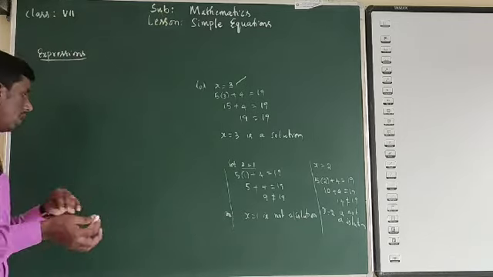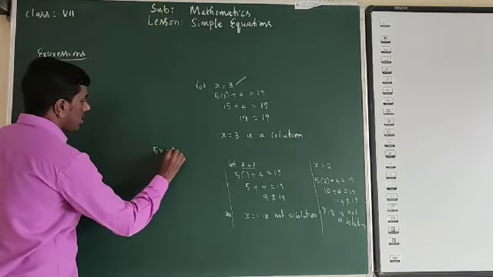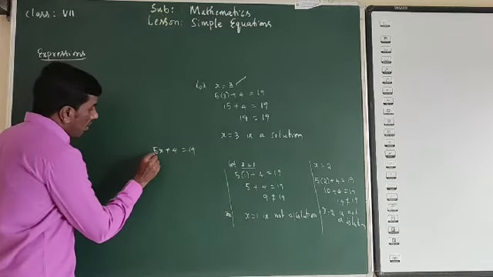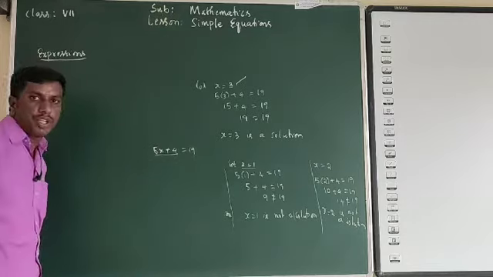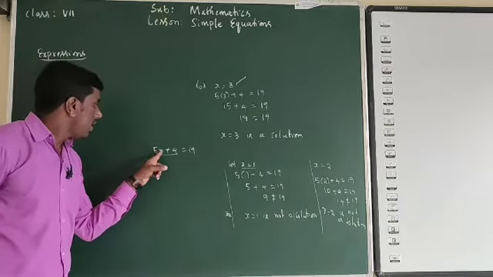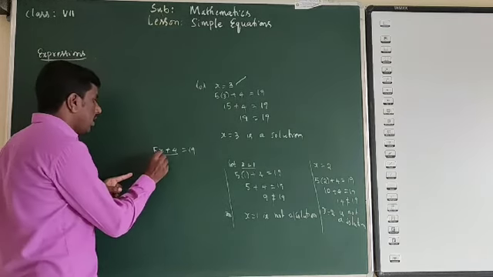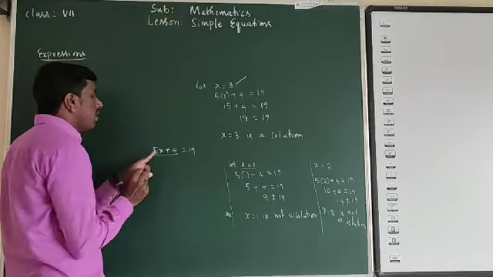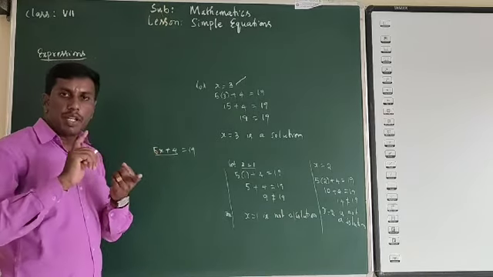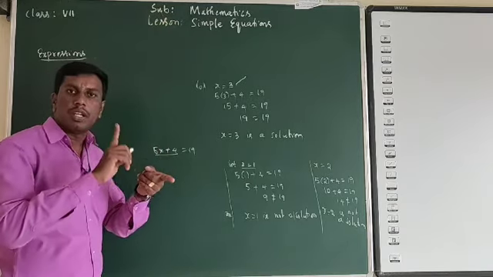Suppose in the earlier question we got that 5x plus 4 is equal to 19. Here, 5x plus 4 is an expression. Observe that I have a variable. What is the first operation I have done? I have multiplied 5 with the variable, which is a multiplication operation. Then I added 4 to that product, which is an addition operation.